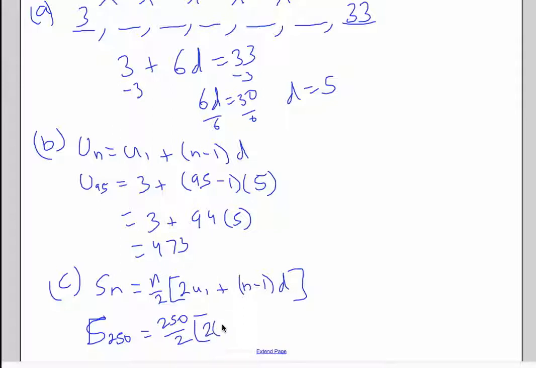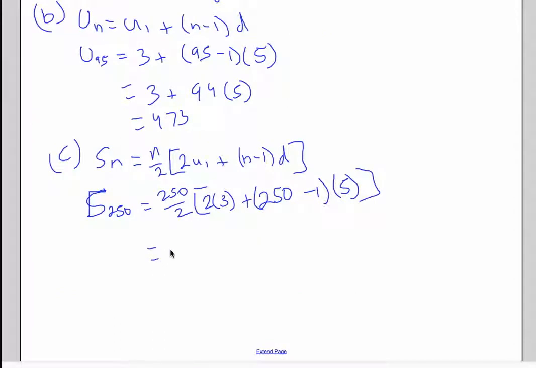times twice the first term. There's 250 terms, and the difference is 5, as we saw before. Okay, you can literally just type that right into your calculator right now. I'm going to simplify a bit first. That's 249 times 5.